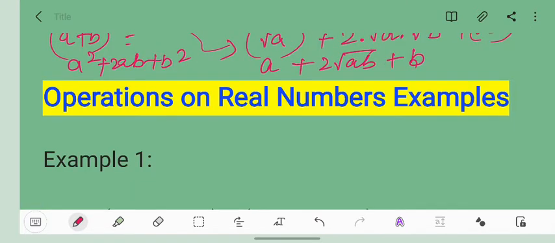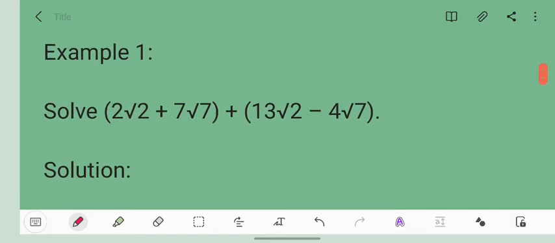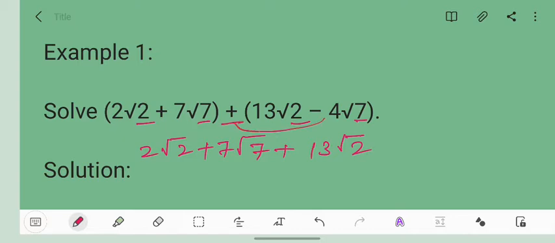Let's talk about some examples now. Dealing with the first example, 2√2 + 7√7 is added to 13√2 − 4√7. Here, if you can see, under the square root we have all prime numbers. So the first part is to just break all the brackets as per the BODMAS rule. Plus 13√2, and plus and minus is minus 4√7.